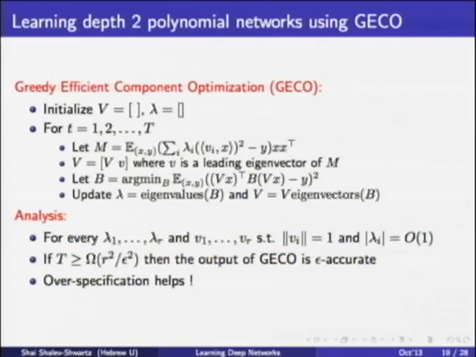And then the analysis is that if there is a good small network, a network of size R, where the sizes of the lambda_i are of order one, then if you overspecify, take a network of size R squared, so squaring the number of hidden neurons is the overspecification, then the output of Gecko will be good. So here is an example where overspecification helps.